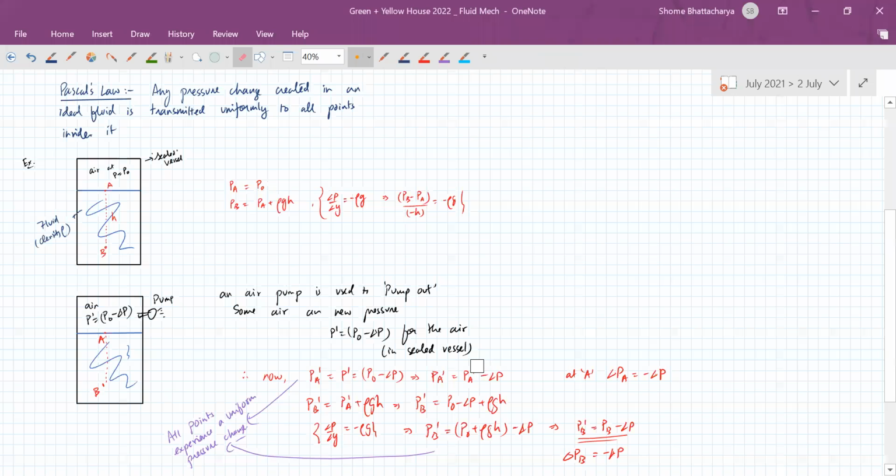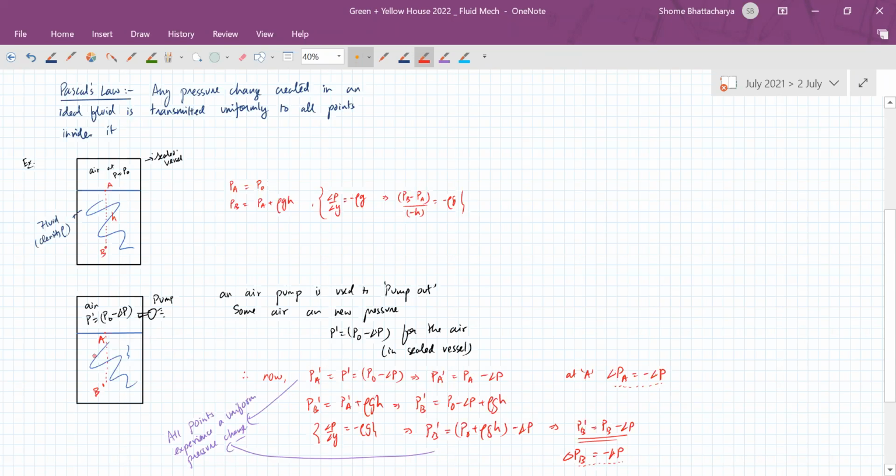Yeah, correct. This will just make a correction here. This is PA minus delta P. So the new value of pressure at the point A is becoming the original value of pressure at the point A above, which is P naught minus delta P. So the point A experiences a change in pressure of minus delta P, and the point B also experiences the same amount of change in pressure.